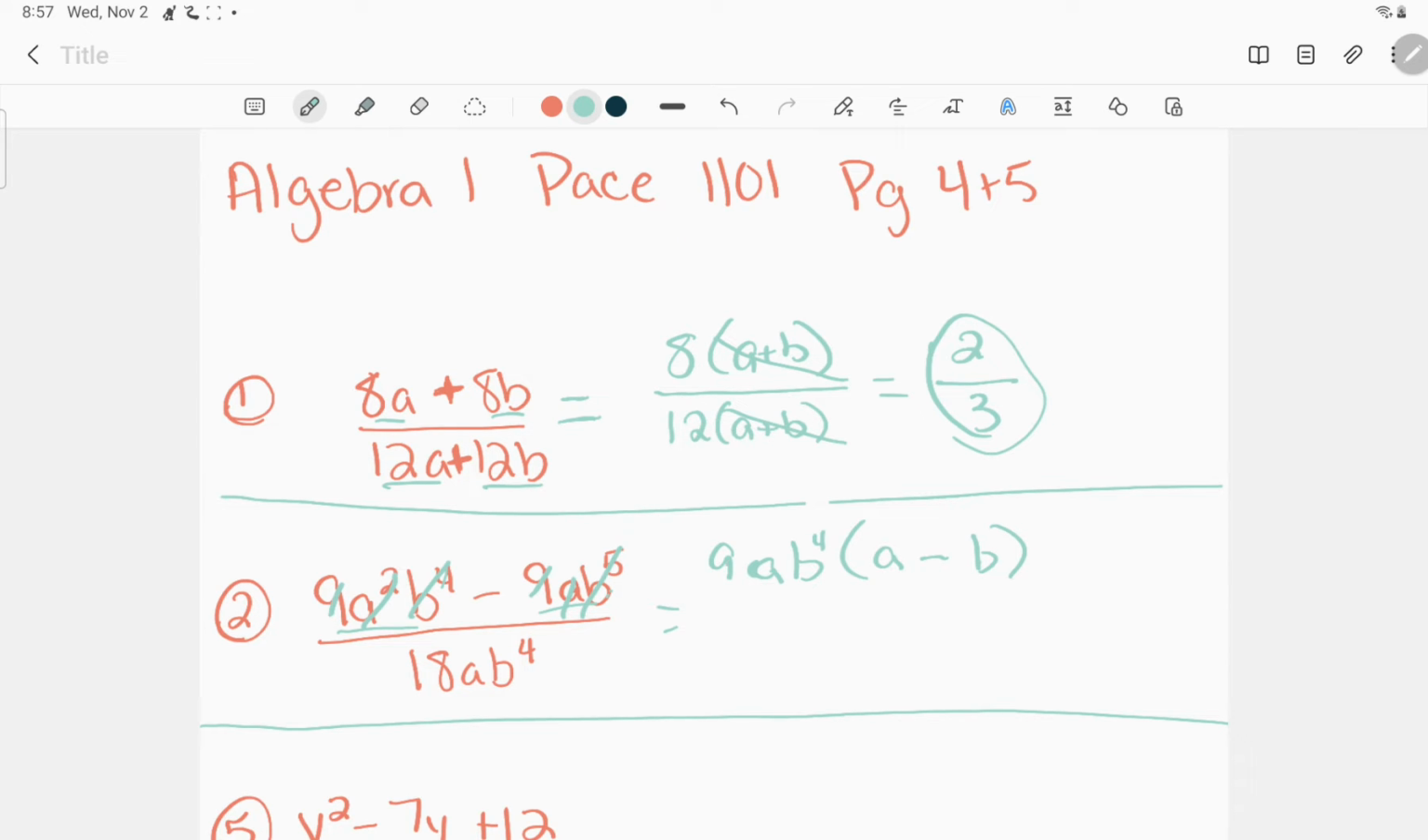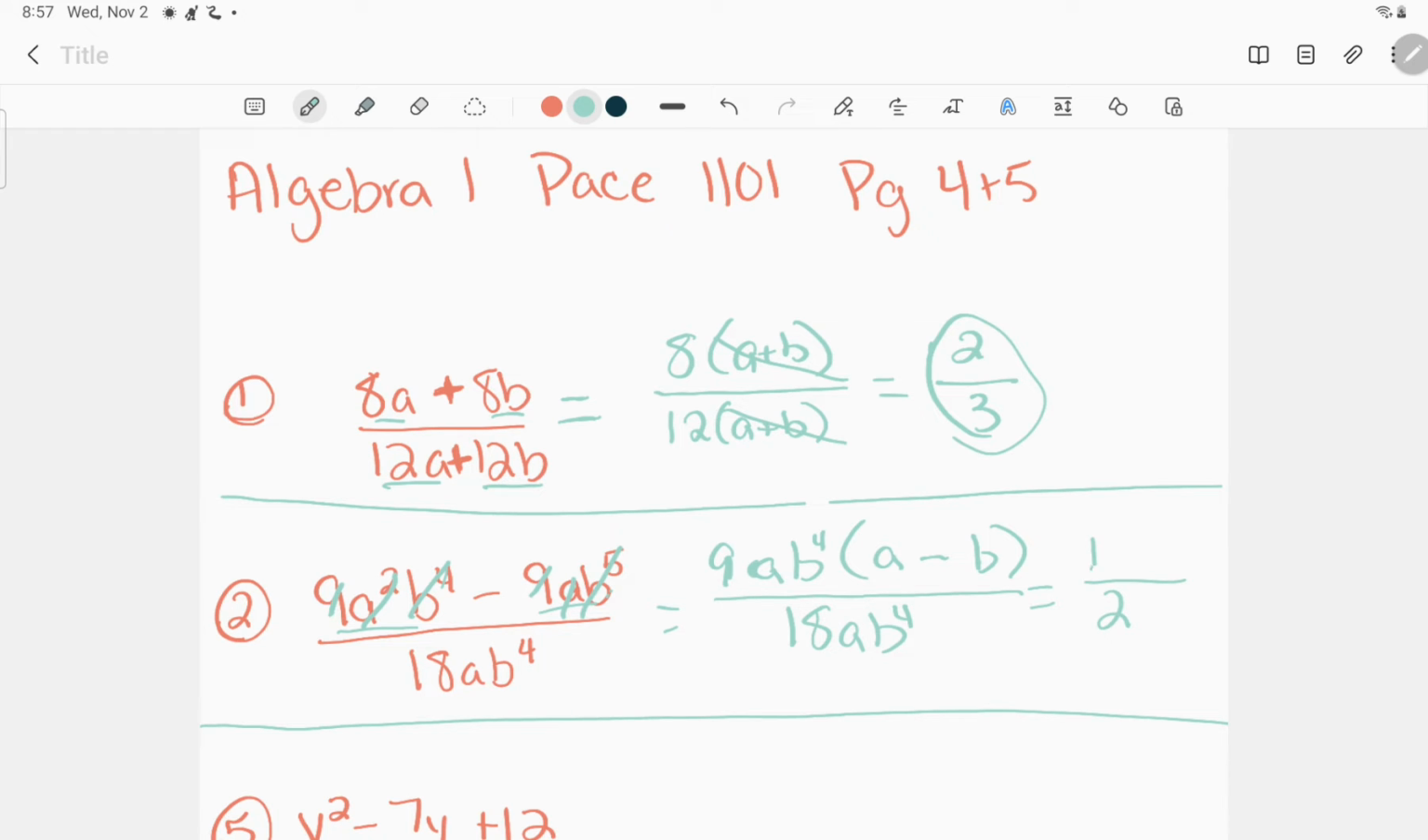So on the top, you should have 9a b to the 4th power, and that's all over 18a b to the 4th power, which is going to equal, 9 goes into 18 how many times? Goes into it 2 times. 9 goes into 9 one time, so you have your 1 on top, and you have a 2 on the bottom.